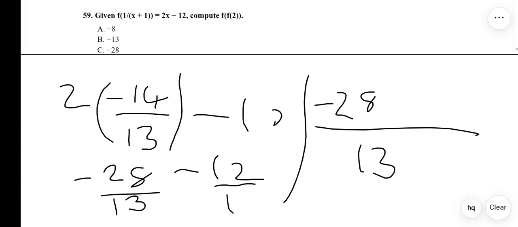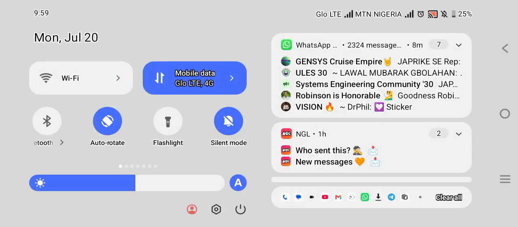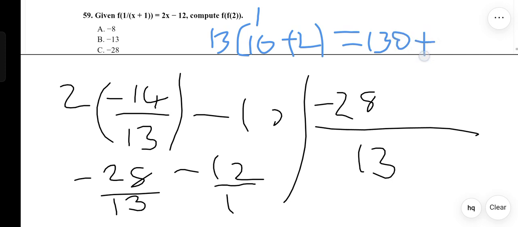So 13 times 12 is going to give me, let me do it here. The same thing as 13 times 12 is the same thing as 13 times 10 plus 2. So 13 times 10 will give me 130. 13 times 2 will give me 26. So 130 plus 26 will give me 156. This minus is there, so minus 156.